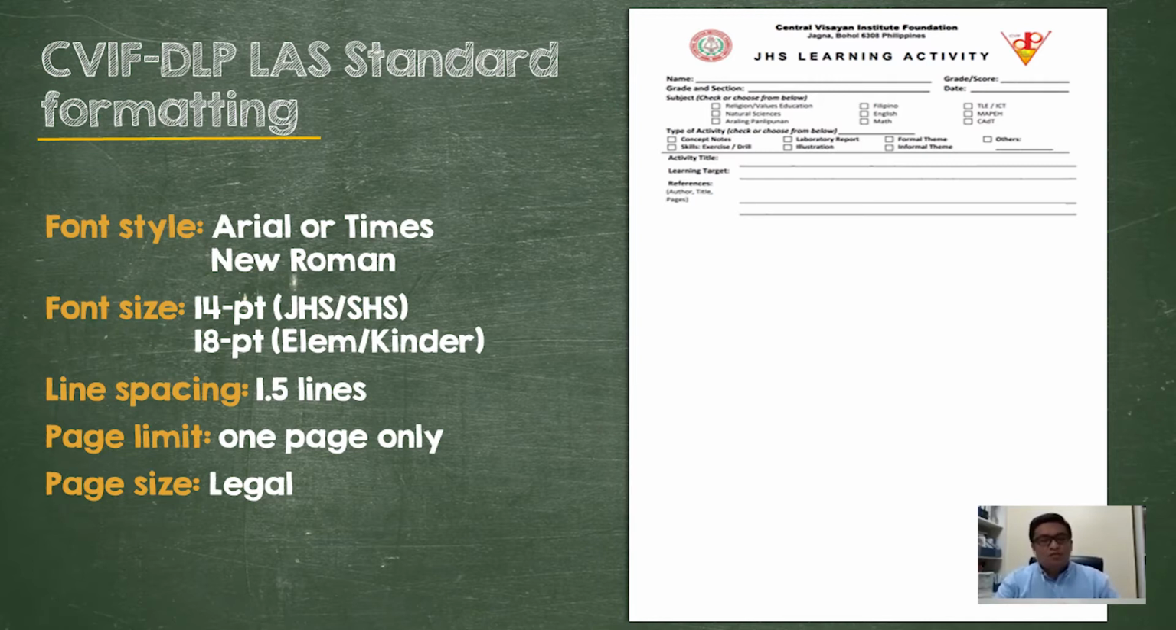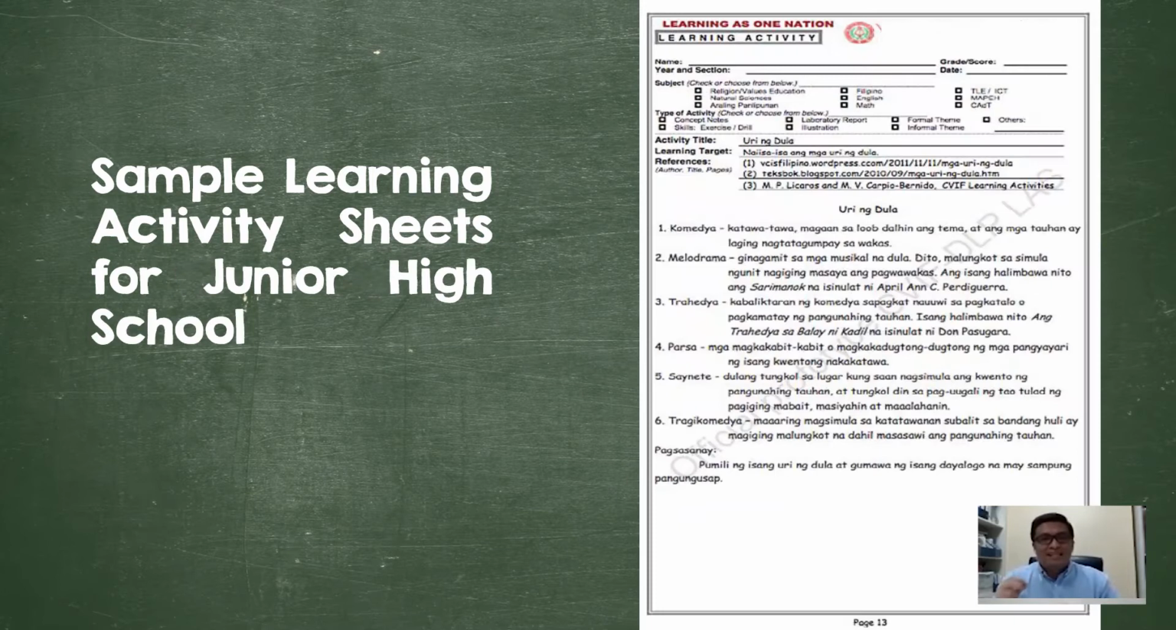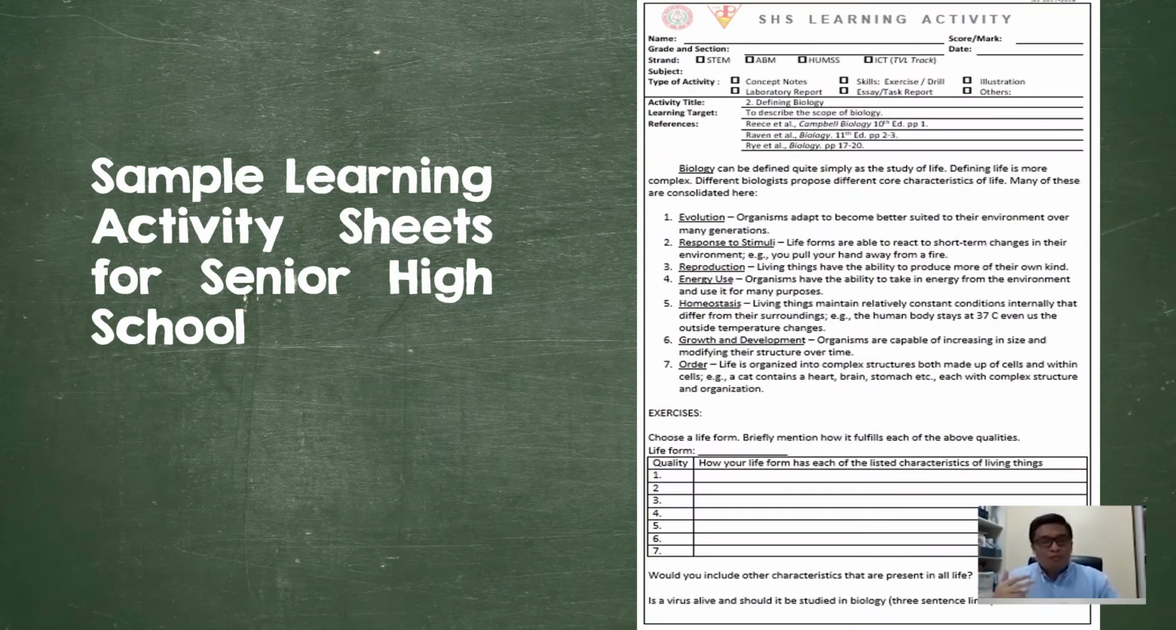The font that we use is Arial or Times New Roman, and the font size is 12 for elementary, for junior high school and senior high school we have 14 point, and then for our younger students we use 18 point. So notice that the size of the font becomes a constraint for us not to be tempted to put a lot of information in an activity, because our goal is just to provide the basic idea that the student needs to learn for that concept. The spacing is 1.5, and it should be just 1 page.